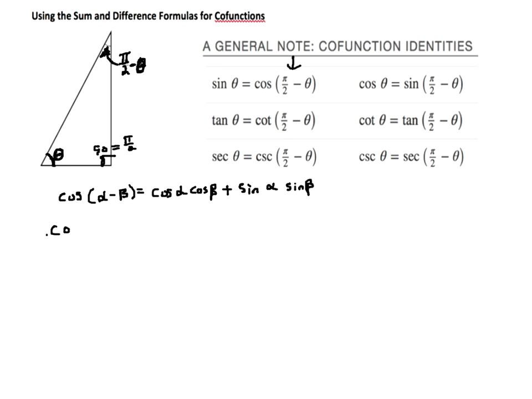So, all right, so cosine of pi over 2 minus theta. We'll set it up using our cosine difference formula here. Yes, there is a lot of them. So this is the same thing as cosine of pi over 2 times cosine theta plus sine pi over 2 times sine theta.